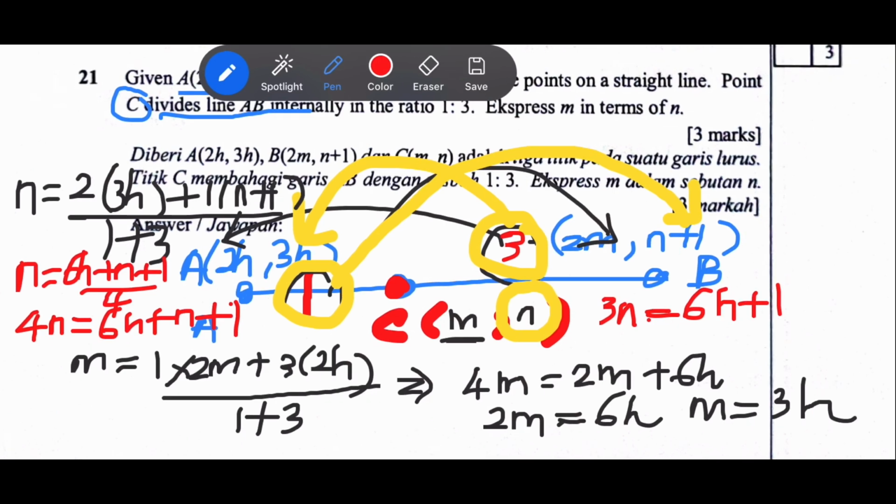You cross multiply carefully, you will get 2M equal to 6H and then M equal to 3H. And then you have to substitute the M into the other equation, right? From the y coordinate, you actually get the other equation, so you can substitute into that equation. So you will get the answer finally.